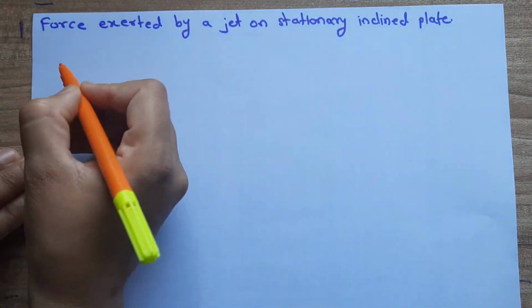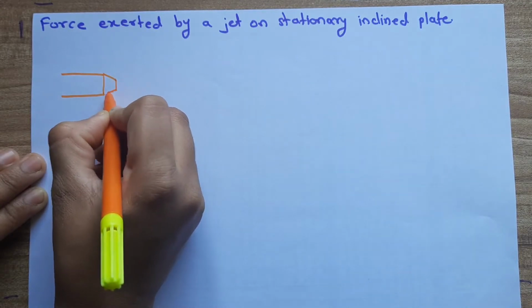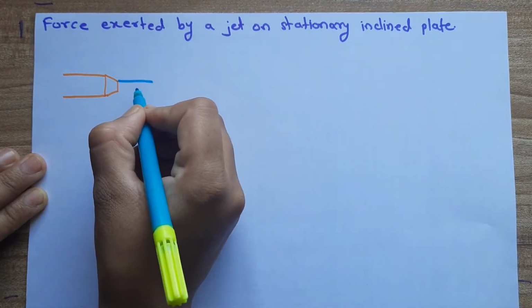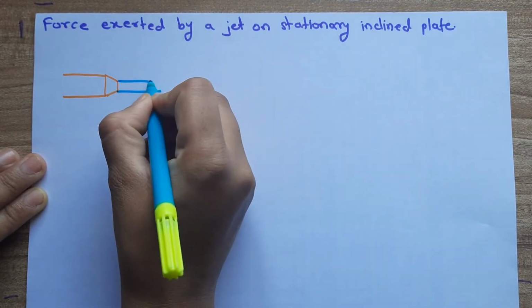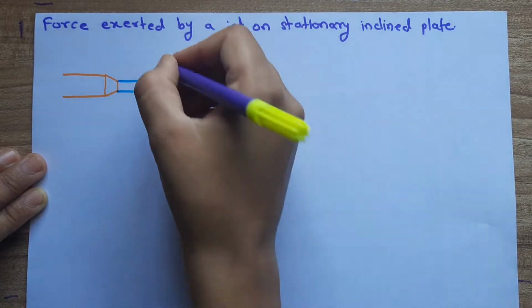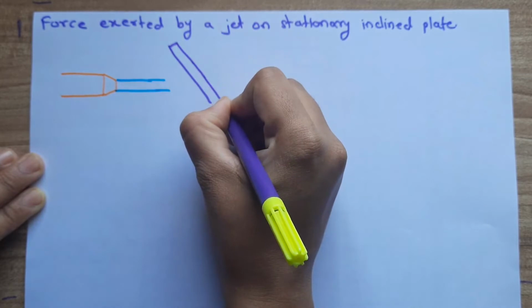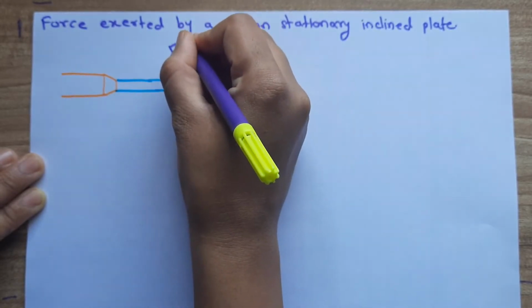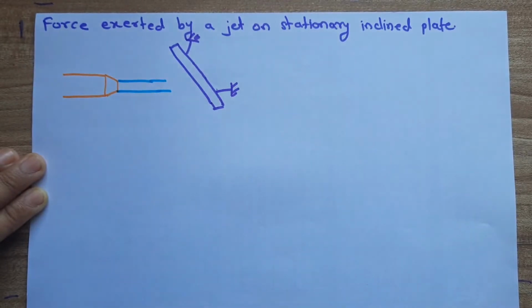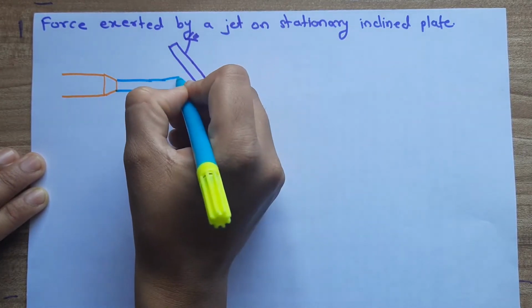For that, let me draw the system first. So let's say this is our pipe having a nozzle in front of it, and this is a jet of water, and there is a plate in the path of that jet. For now, let's keep that plate fixed. Okay, after striking, what will happen? The jet will get diverted in these two directions.